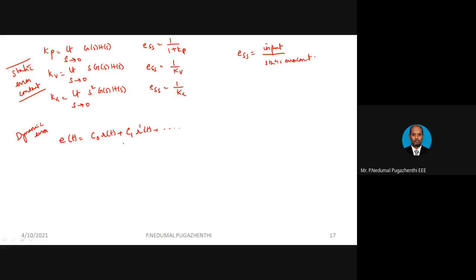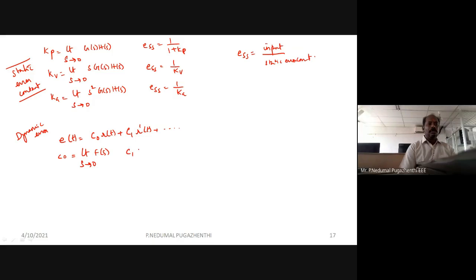What are C1, C2, C3 and so on? They are all the dynamic error coefficients. r of t is the input, and r dash is the differentiation of the input provided. So C0 is equal to limit s tends to 0, F of s. C1 is limit s tends to 0, d by ds of F of s. And C2 goes on, this is going to be C2 by 2 factorial into r double dash of t. This factorial part you may not remember, that is why I have written it.